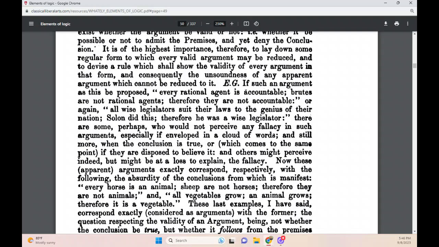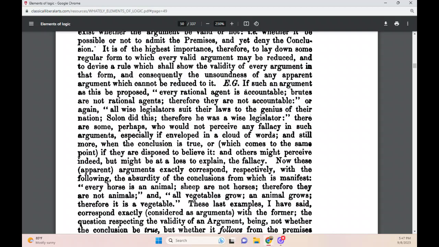The same is true in the second example. All wise legislators suit their own laws to the genius of their nation. So we have a circle of all wise legislators, and all of the wise legislators are inside that circle. And then we have a larger circle of legislators who suit their laws to the genius of their nation, and all wise legislators is inside that larger circle. Solon did this. Solon suited his laws to the genius of the nation, therefore he was a wise legislator.